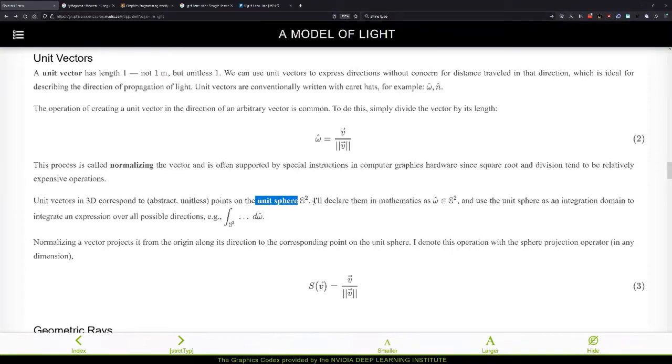Yeah, the unit sphere is the set of unit vectors that make a sphere around the origin. W hat is an element of S squared, or the unit sphere. So, yeah, S squared here means the unit sphere. That's a good thing to remember. Yeah, because we'll use it as an integration domain a lot. So the integral of something over S squared.